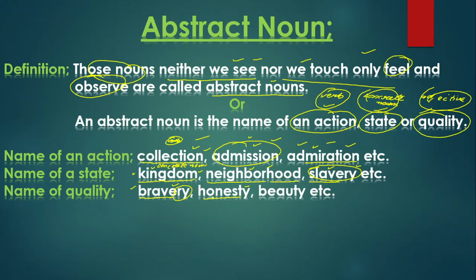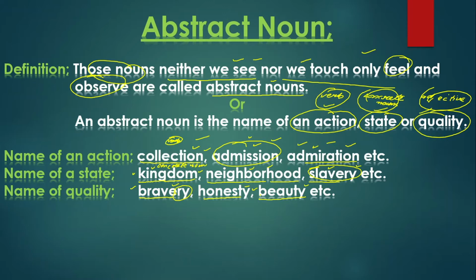Honest is the quality, like I say, he is an honest person. Honesty is the name of that quality which is being observed and felt, that which sort of person he is. In the same way, beautiful is a quality you can see in anything. And if I say beauty, we like the beauty of Quetta. Beauty is the name of that quality which is present in any city. It could be used for many other things also.